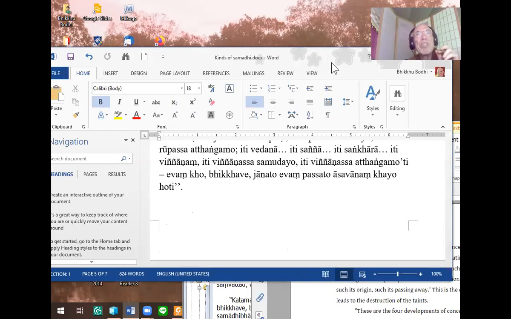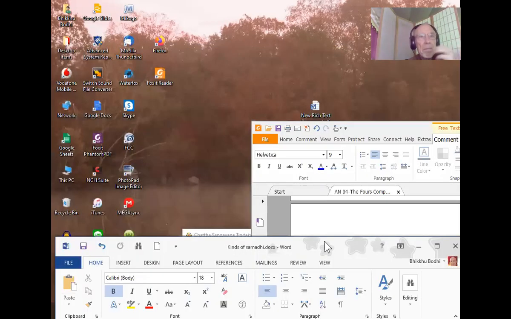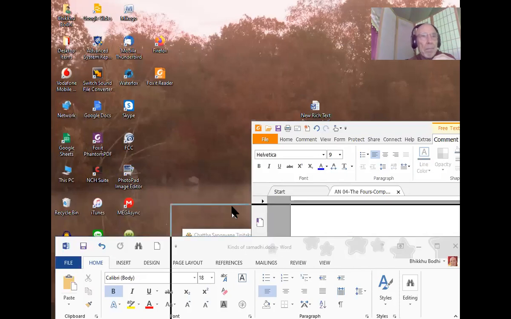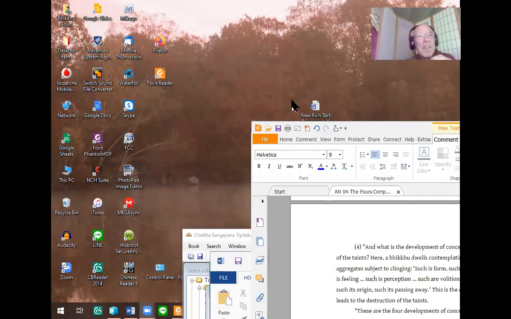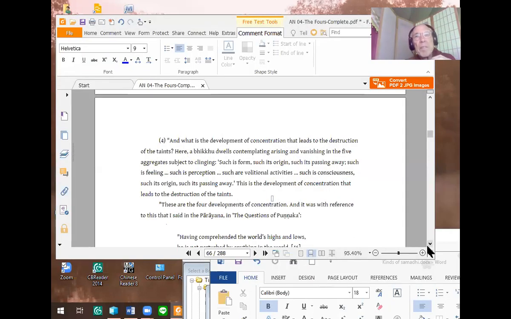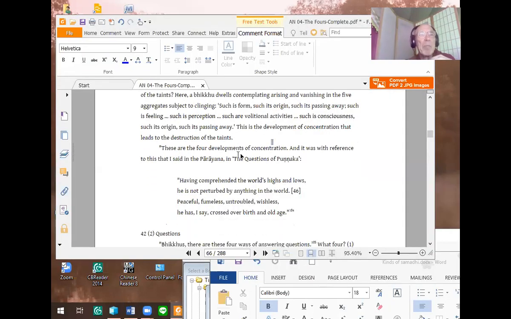Okay, so maybe this should do. Let's just continue to the very end of the sutta, since there's a very nice verse that concludes the sutta. Here the Buddha sums up, he says, these are the four developments of concentration.